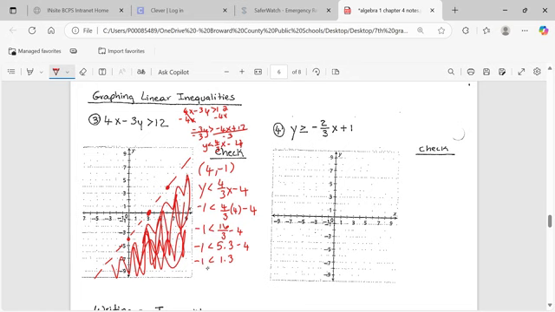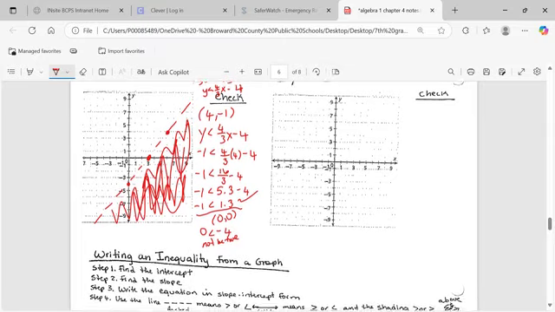If I tried 0, 0, then 0 would be less than negative 4. And that would not be true. So then I would not shade that side. That side is not shaded, and the correct side is shaded. This part is true. Go ahead and pause, and then I want you to try number 4 all by yourself.